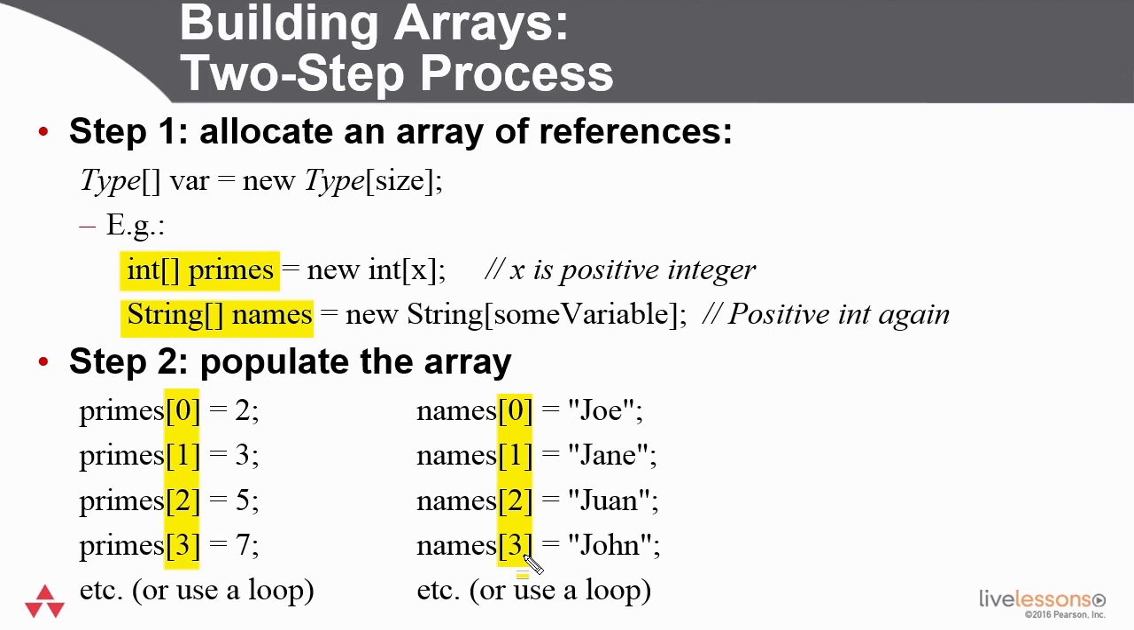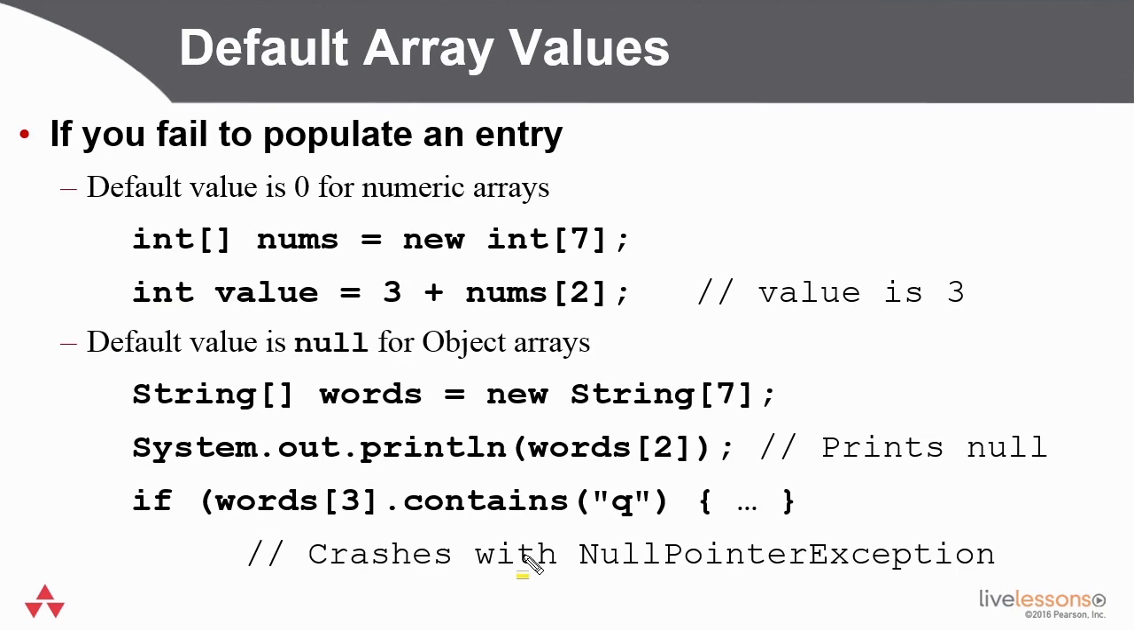But the point is, it's in two steps. First, I allocate space, or I allocate places where you can put the strings or the numbers, and then secondly, I go and put the values in. The next question is, what happens if I don't put the values in? And the answer is, well, it depends on whether they're numbers or they're objects. And strings are objects. So if they're numbers and you don't put anything in, then the default value is 0.